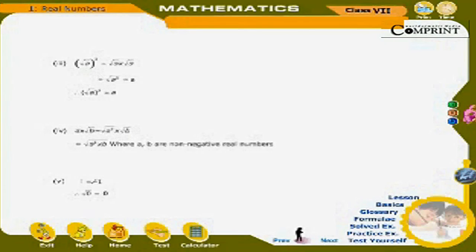Third, (√a)² = √a × √a = √(a²) = a. Therefore, (√a)² = a. Fourth, a√b = √(a²) × √b = √(a²b), where a, b are non-negative real numbers.